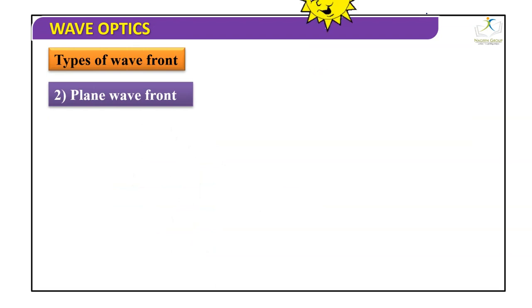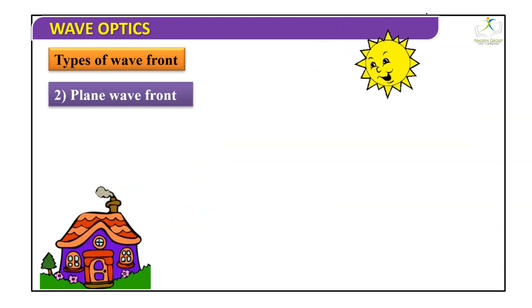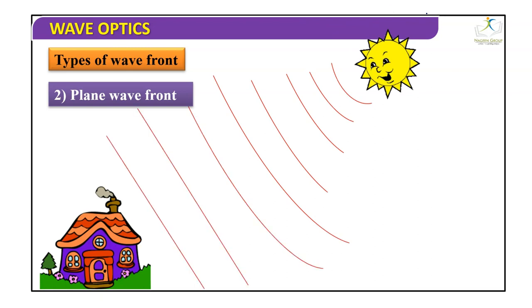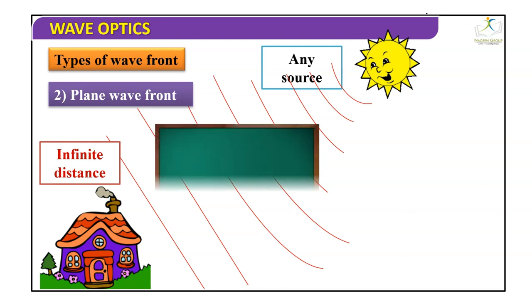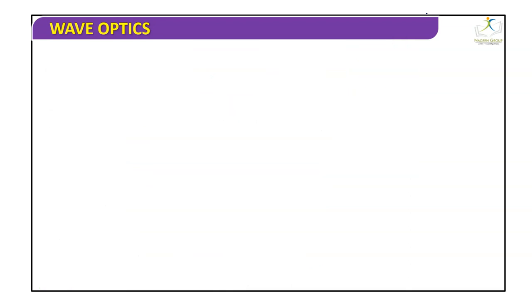Plane wavefront. If I'm talking about, say, the sun, because of the very far distance, the wavefront the sun sends is actually in plane wavefront form. So any source which is located at an infinite distance, its light will be counted as a plane wavefront. Any source at infinite distance.